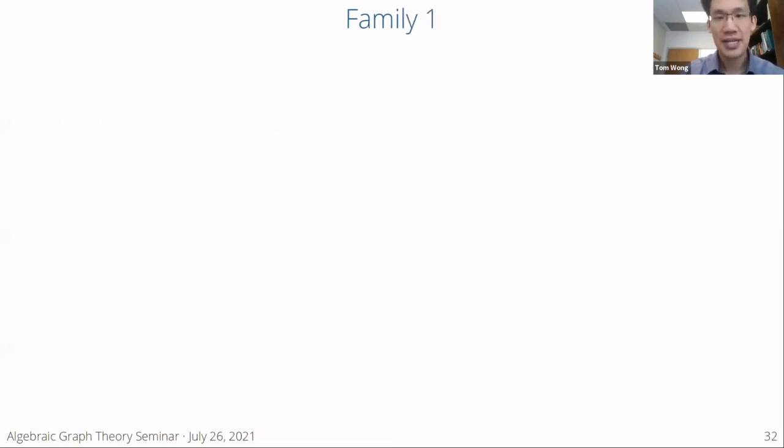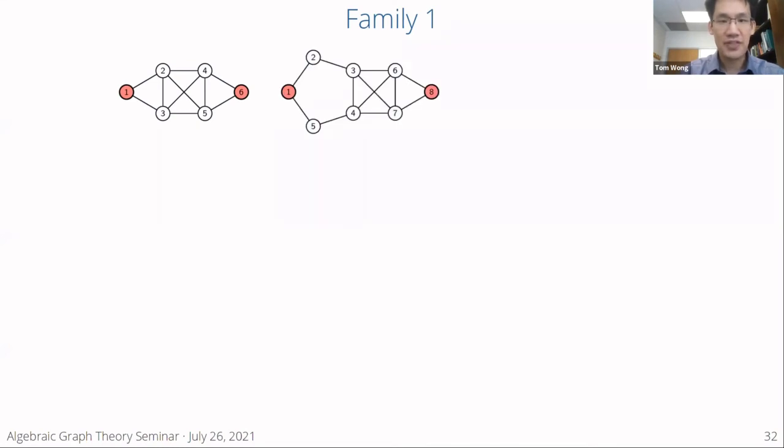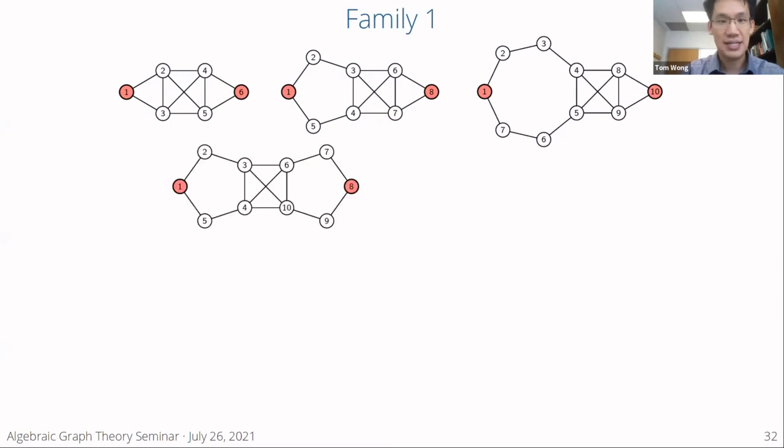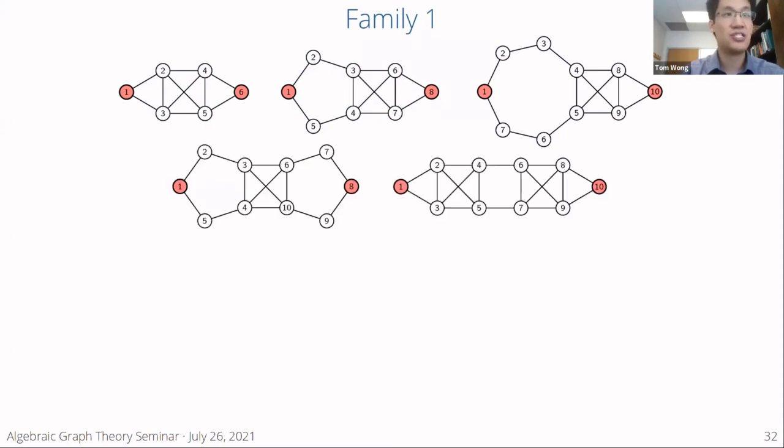So here's the first family. Let me show you where it comes from. Looking at the 64 graphs we just had, here's the one that Josh found. Here's another graph that has 7 vertices, and here's another one that has 10 vertices. Here's another one with 10 vertices, and here's another one with 10 vertices. So these are all graphs that I just showed from the 64. You guys see any patterns here?